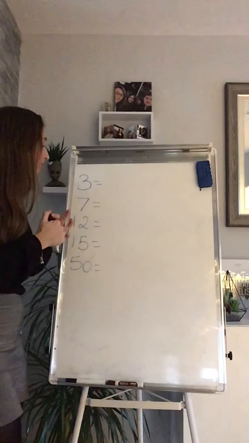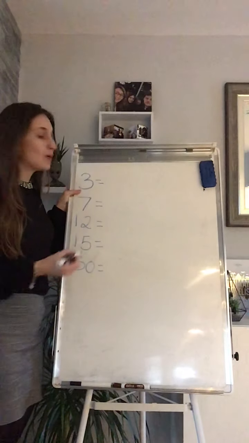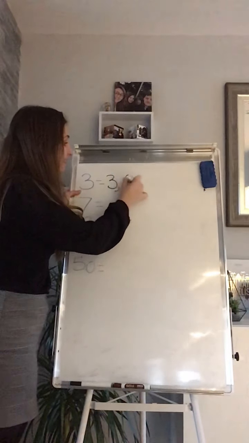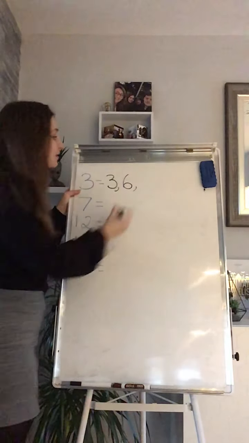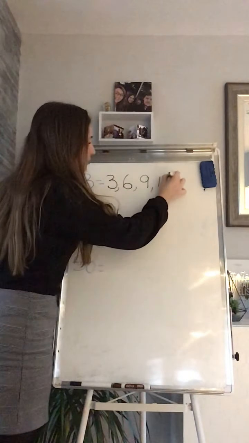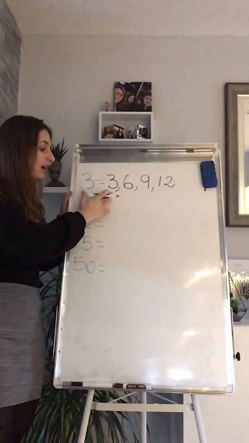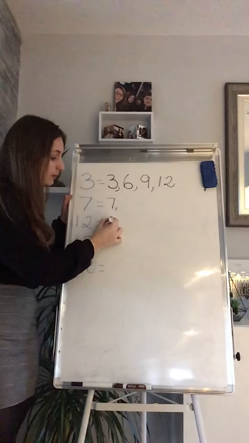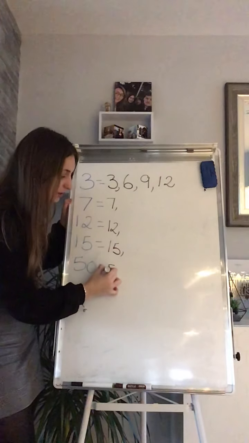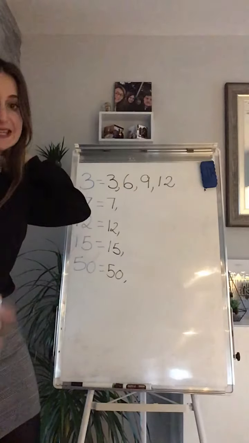Get your pen. The first one will be 3 times 1 is 3. 3 times 2 is 6. 3 times 3 is 9. 3 times 4 is 12. So again, I'm going to go up to 4 in case you didn't want to count 1, because that will be all the time the same, wouldn't it? Because we know that if we times it by 1, we'll get the same.